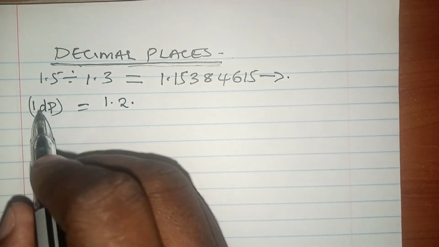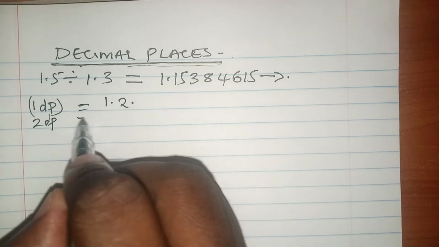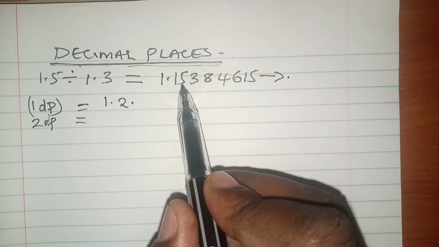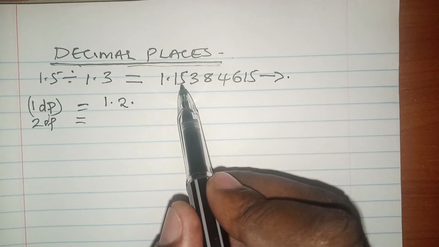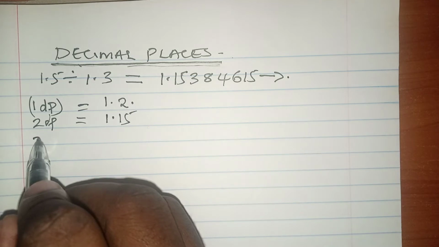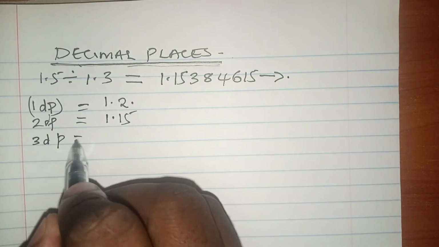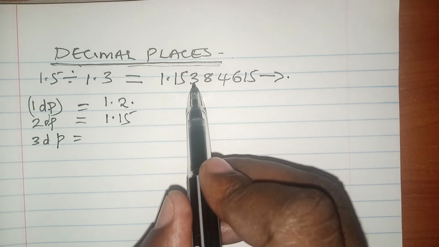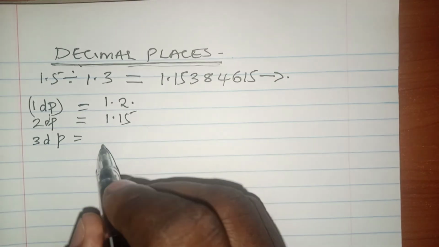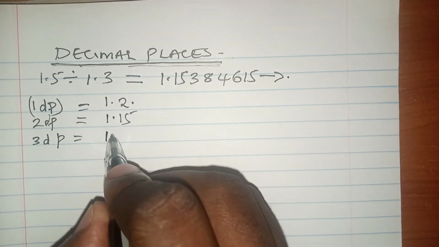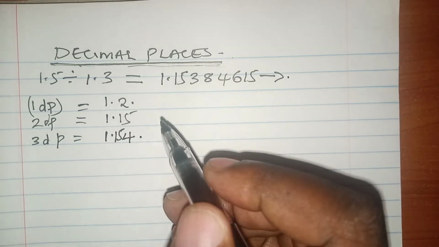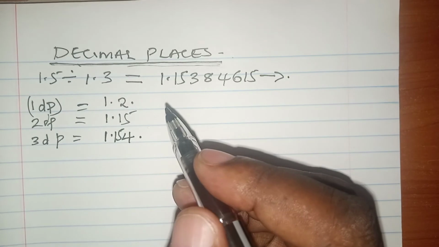If you're going to write this into 2 decimal places, then you'll count 1, 2, and then the 3 cannot affect the 5 because it is less than 5. So our answer is going to be 1.15. If you're going to write it to 3 decimal places, then 1, 2, 3, and the following digit, which is 8, affects 3, and then our answer is going to be 1.154, and that is just like it.